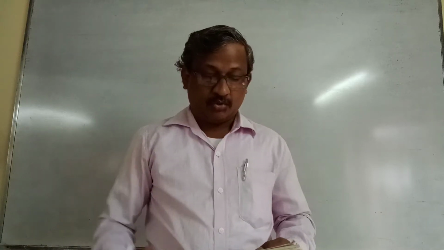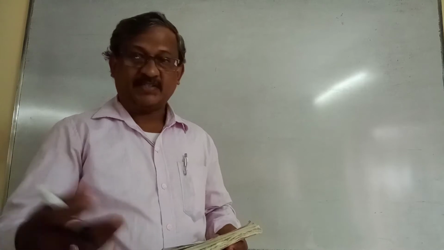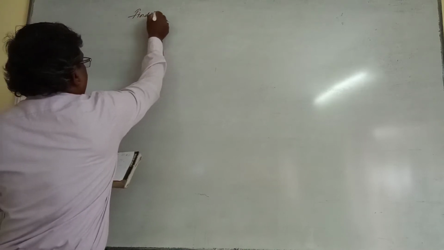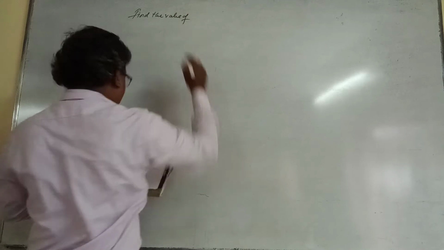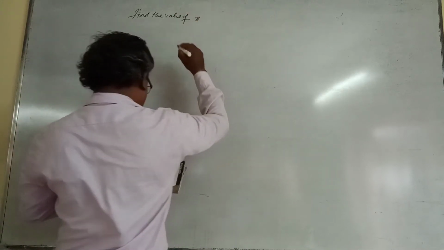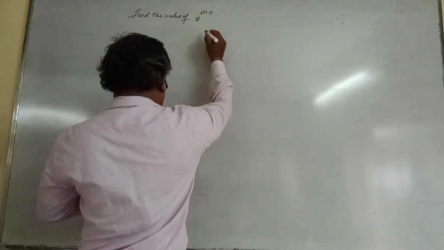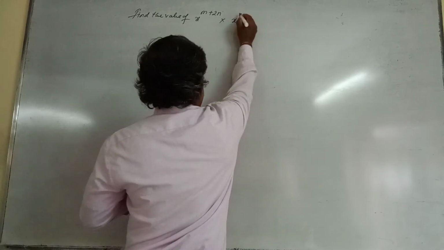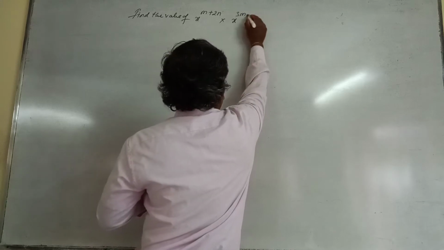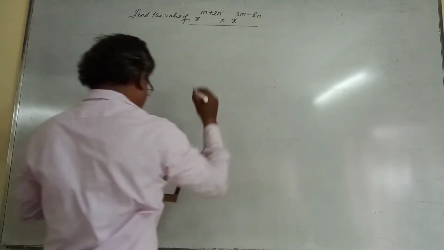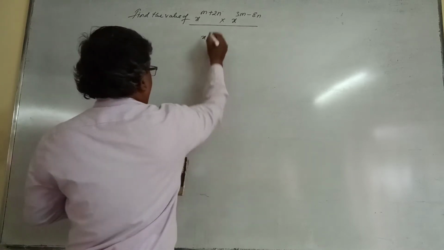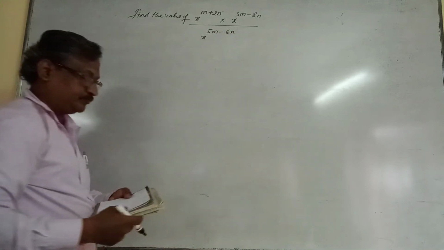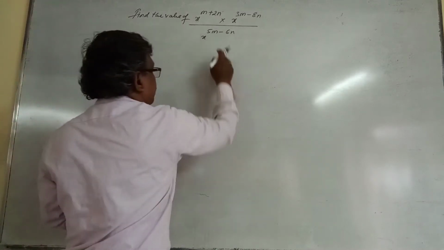Hello students. So let's proceed with the next problem. So here is the next problem. Find the value of x raised to n plus 2n, into x raised to 3n minus 8n. This whole is divided by x raised to 5n minus 6n. You have to find out the value of this.